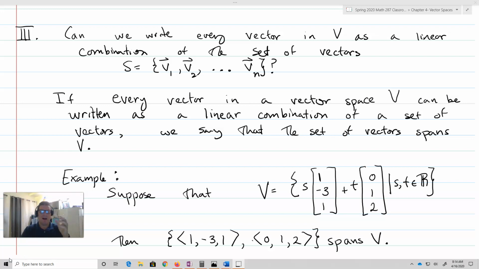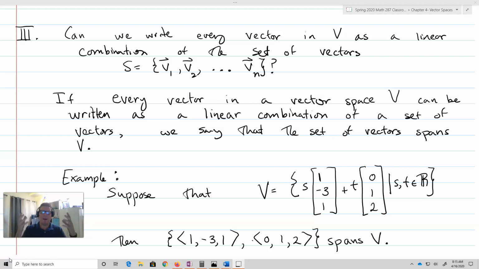Now, if every vector in a vector space V can be written as a linear combination of a set of vectors, we say that that set of vectors spans V. Notice that here spans is like a verb. In the other case, it was "in the span," where span was a noun, the object: all the linear combinations that we can get from this set of vectors. In this case, we're asking whether or not they span. What that's saying is, can we generate the entire space utilizing these particular sets of vectors?